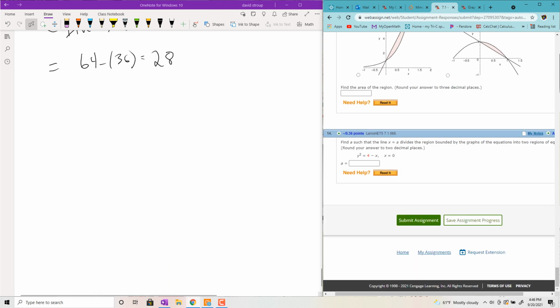Oh, this one always gets people, so I'll try number 14. Find a value a such that x equals a divides the region bounded by the graphs of the two equations into two regions. Okay, so let's see. I have y squared equals 4 minus x.